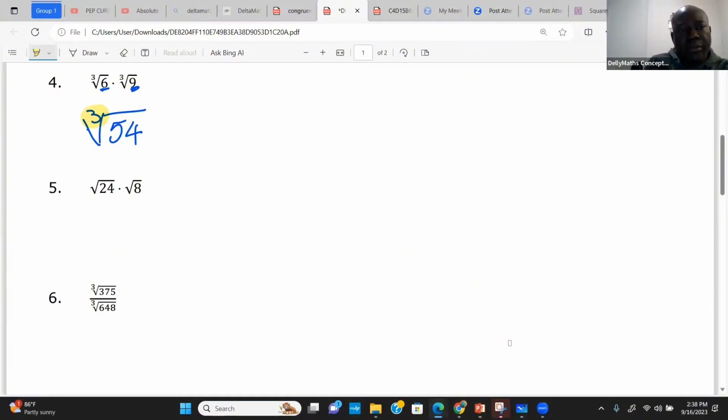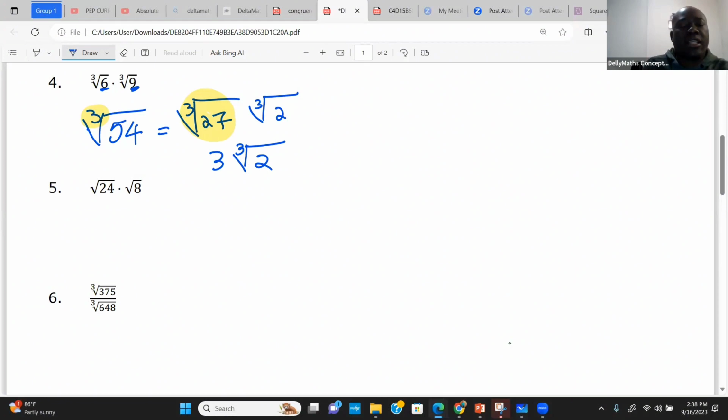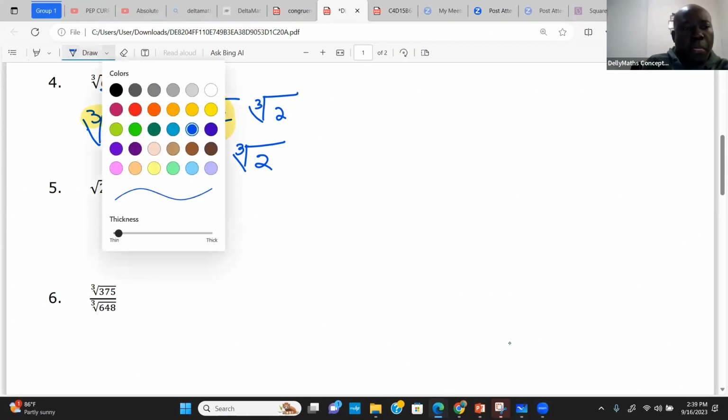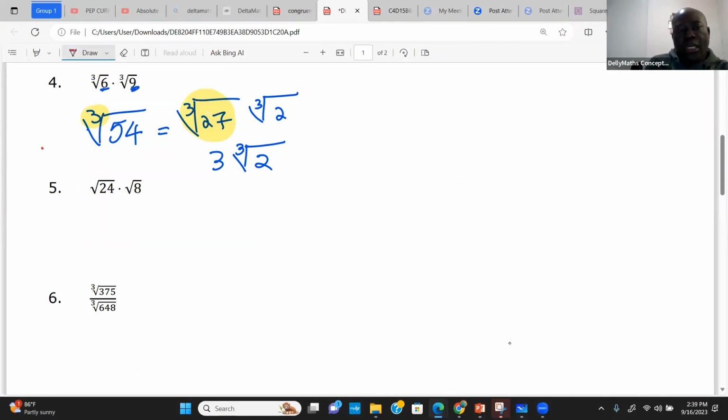So you could see here what I'm going to do is rewrite this as the cubic root of 27 times the cubic root of 2. I am able to find the cube root of the 27 here, so I'm able to get an integer there, and that's going to give me 3. And then I'm left with the cubic root of 2. So the final answer is 3 cubic root 2. And that's fine. In a similar approach, we're going to look at this question.